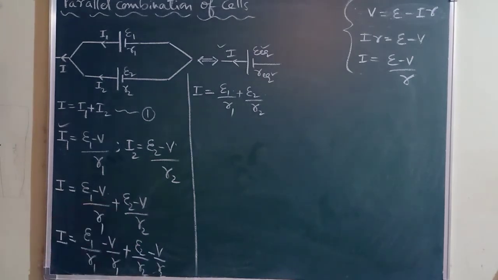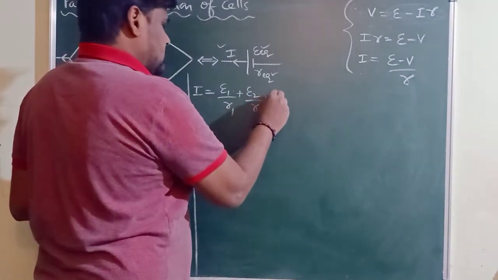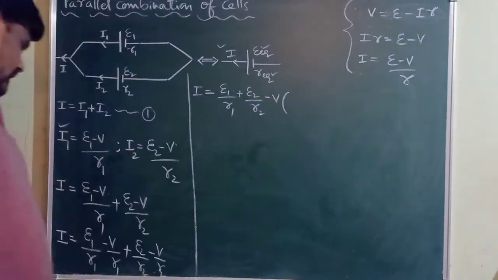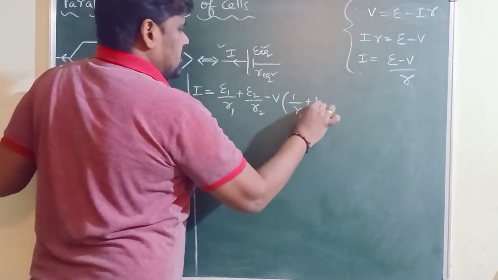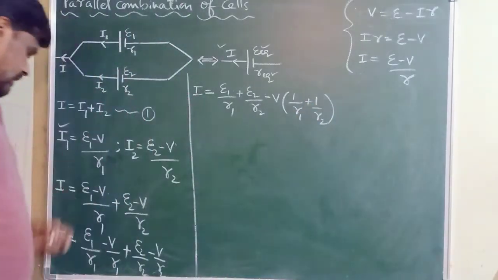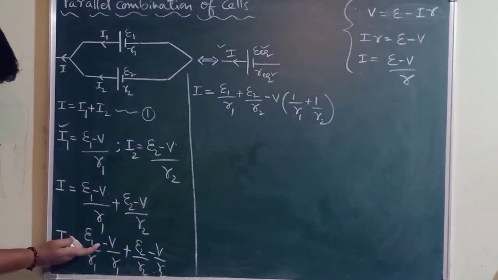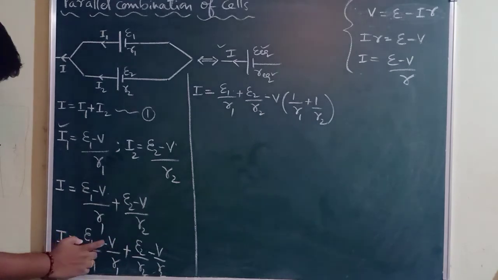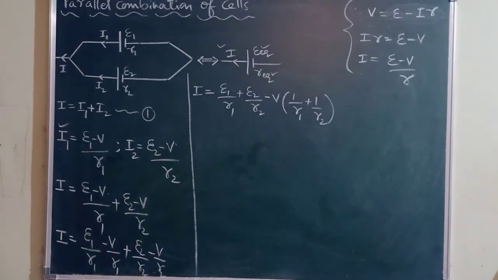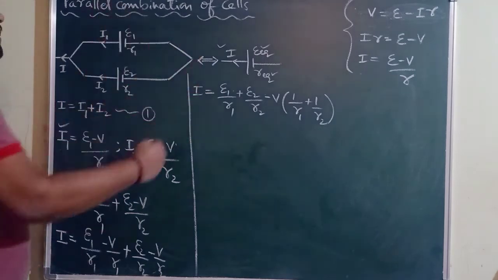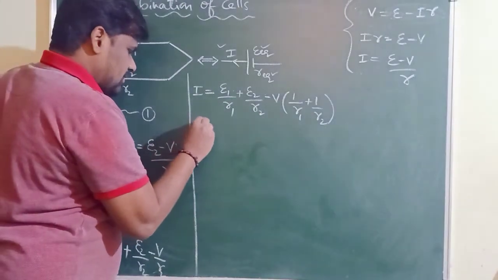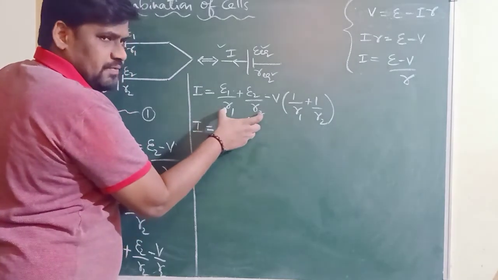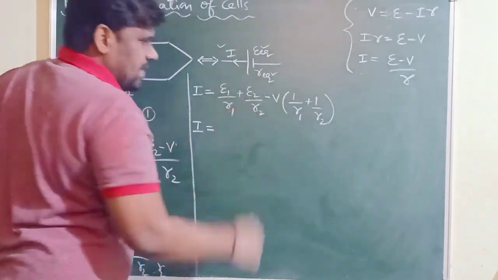You can take minus V common here. If you take minus V common, I can write this as 1 by R1 plus 1 by R2. Concentrate here: E1 by R1 plus E2 by R2. Next, between these two terms, I have taken minus V common, so I can write this as 1 by R1 plus 1 by R2. Next, take the LCM and simplify.